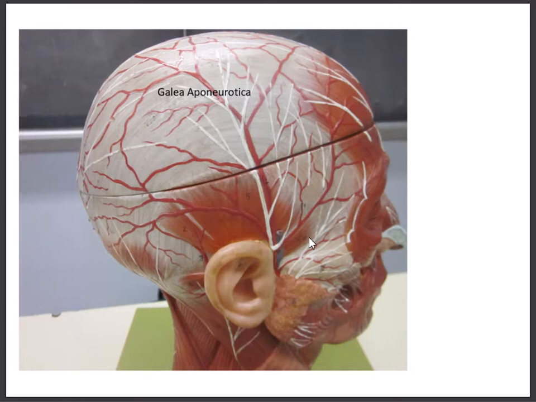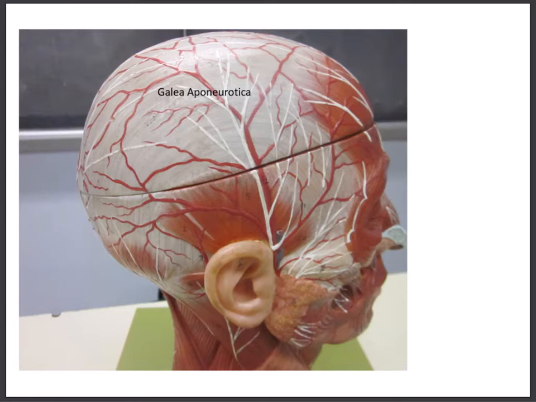The next three muscles are about the ear. This one here is the anterior auricular. This one here is the superior auricular. And then right behind the ear, this is the posterior auricular.